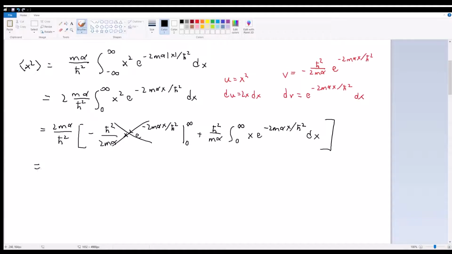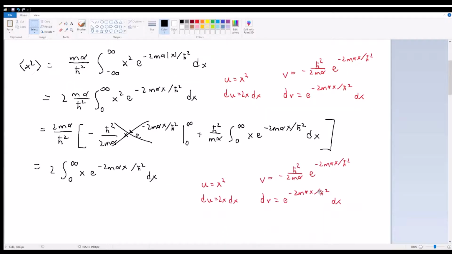It cancels out. What we have left is just 2, because m alpha cancels with m alpha at the bottom, and h bar squared cancels with h bar squared on the bottom. 2 times the integral from 0 to infinity of x e to the negative 2m alpha x divided by h bar squared dx. This is the exact same u-sub process that we did before, so I'm just going to copy this and move it down here. The only difference is that we're working with x instead of x squared, so du just becomes dx and u is equal to x.